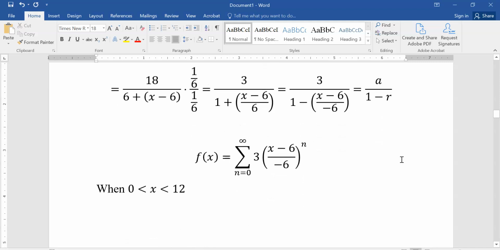All right? So there you go. That's how we can write a function as a power series. At least it's the same as this power series on this interval of convergence.